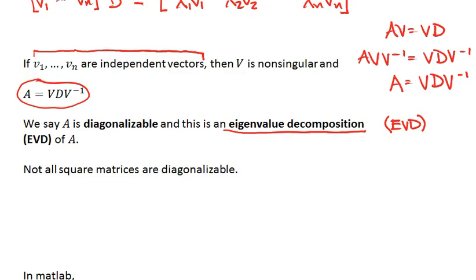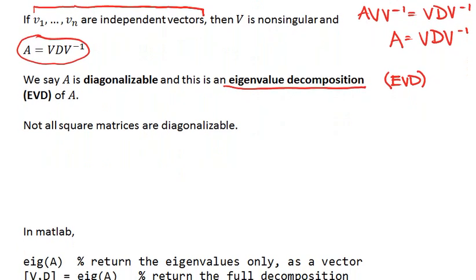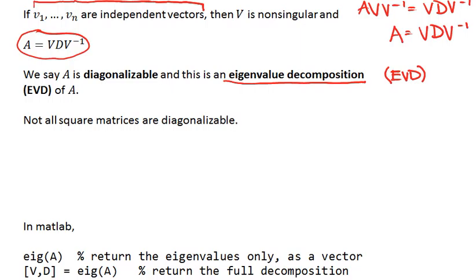Now, not all square matrices have this kind of decomposition. So if a matrix has it, we call it diagonalizable. The idea is that A is similar to a diagonal matrix. So V times D times V inverse is a similarity transformation. A is similar to D and D is similar to A. They have the same eigenvalues, and the eigenvalues of D are easy to read off. They're just the diagonal numbers because that's always true for a diagonal matrix.